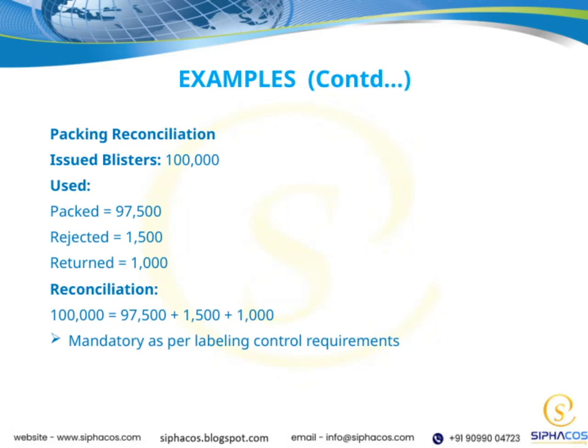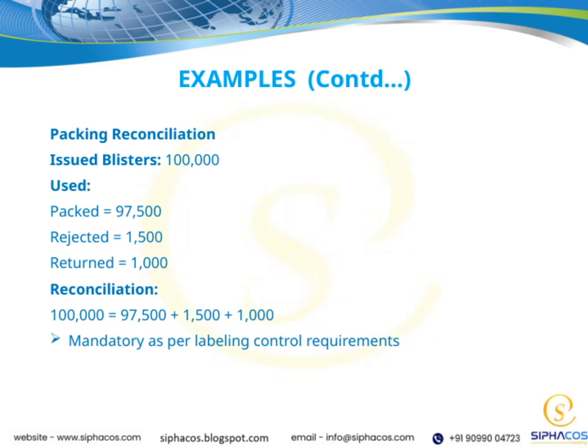We started with issued blisters totaling 100,000. Out of these, 97,500 were successfully packed and sent out. However, not everything went smoothly. 500 blisters were rejected, and an additional 1,000 were returned. So when we do the math, it all adds up. 100,000 issued blisters equal the sum of what was packed, rejected, and returned. That is 97,500 plus 1,500 plus 1,000.